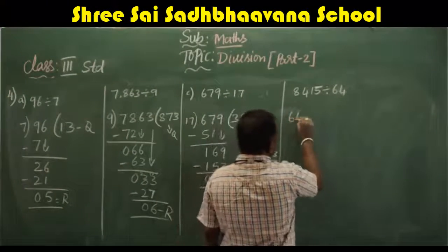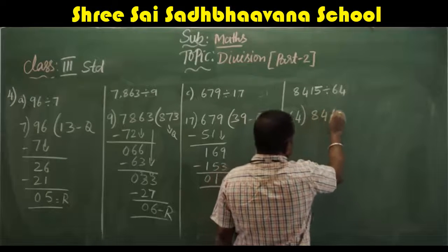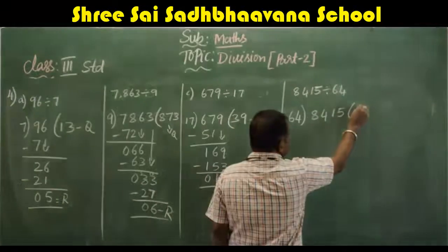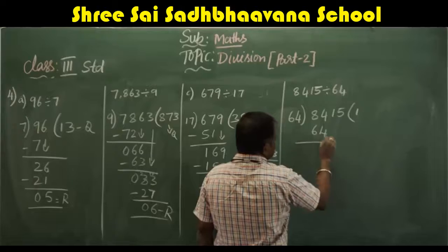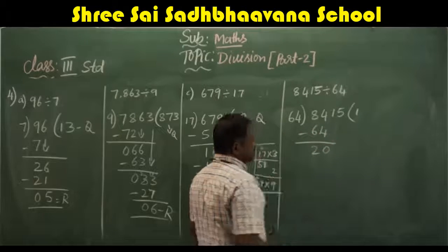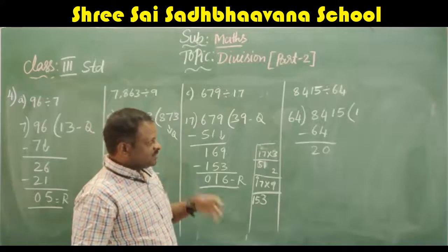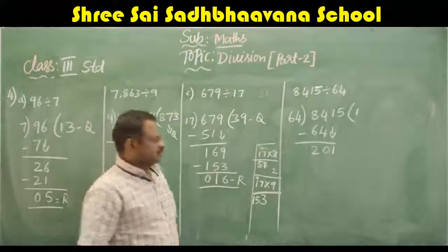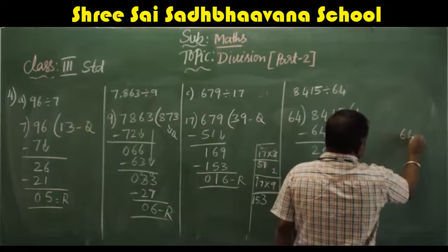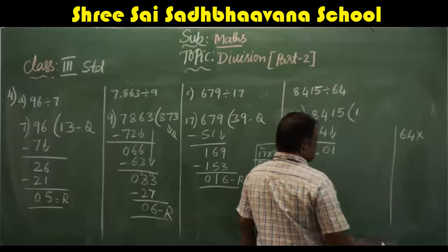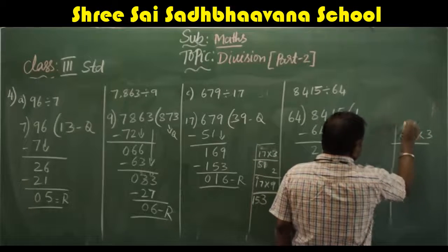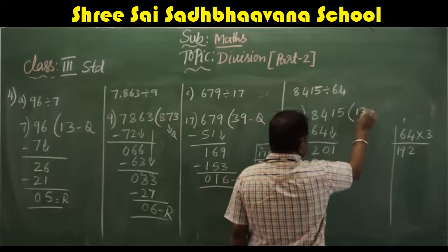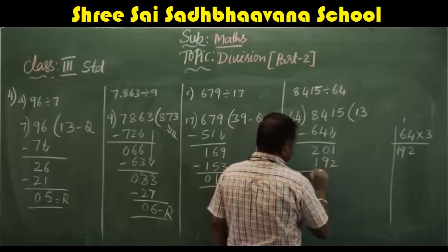So from 64 you will divide 8415. 64 ones are 64, minus, 0, 2. 8 minus 6 is 2. 4 minus 4 is 0. Now you take down 1 here. You don't know 64 threes are. So from 64 you multiply. 3 fours are 12, carry 1. 3 sixes are 18 plus 1 is 19. You will get 192. So 64 threes are 192.